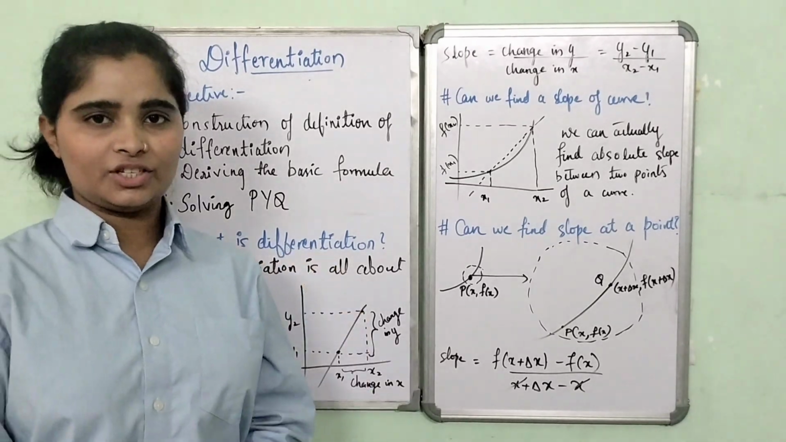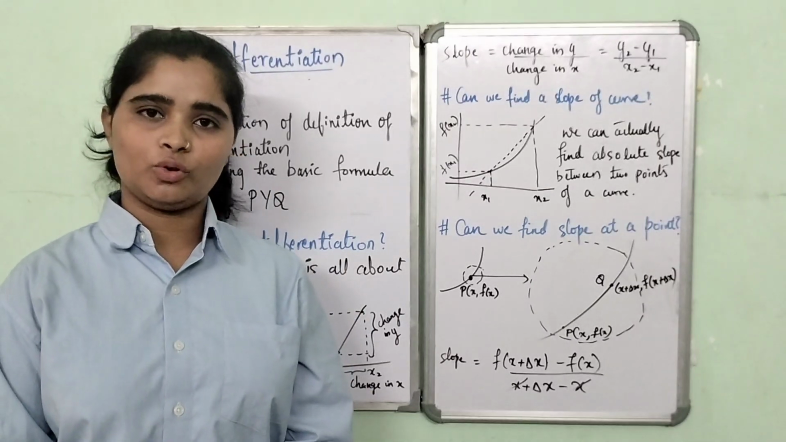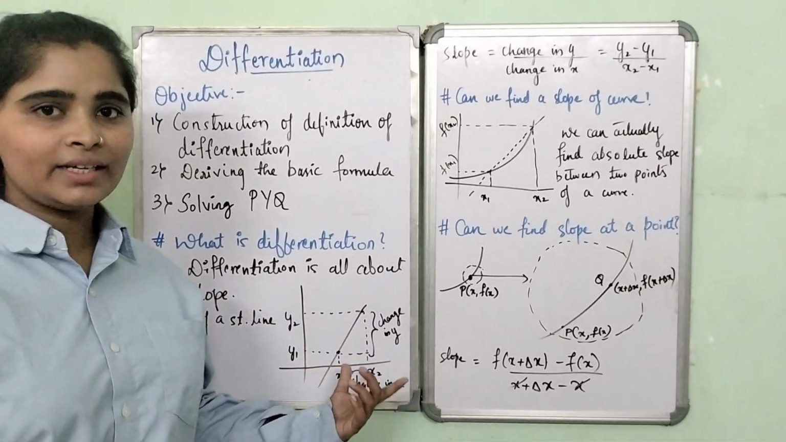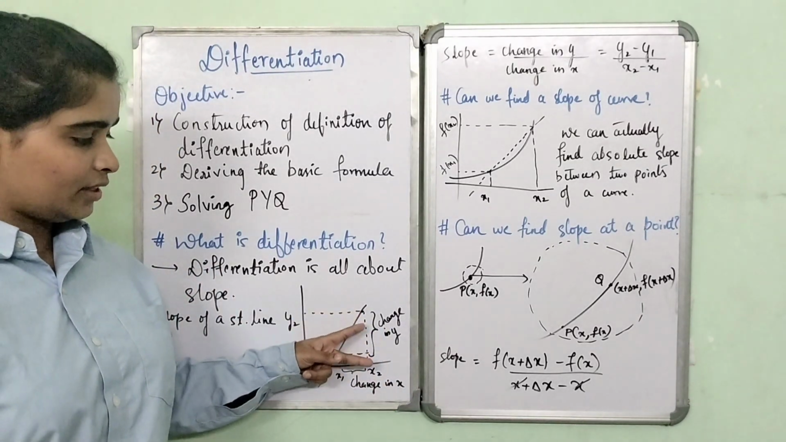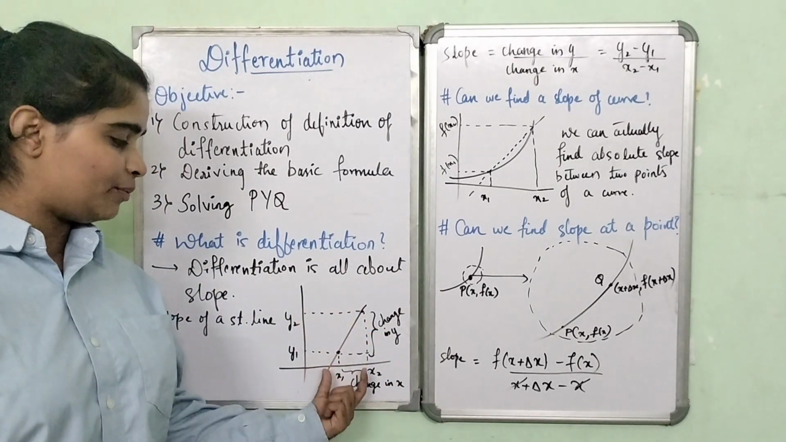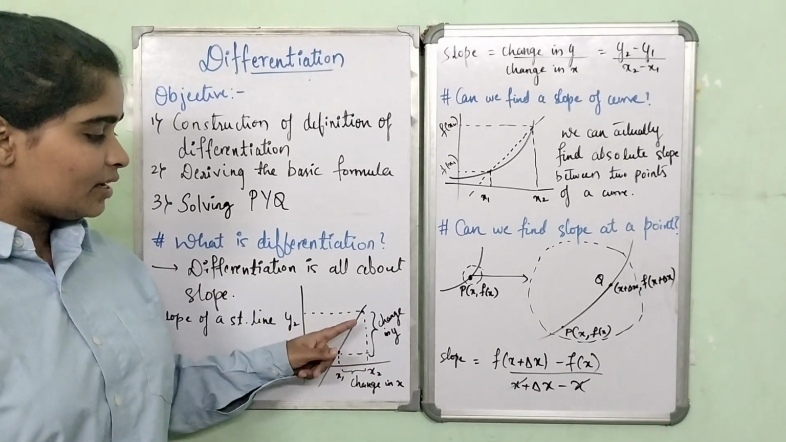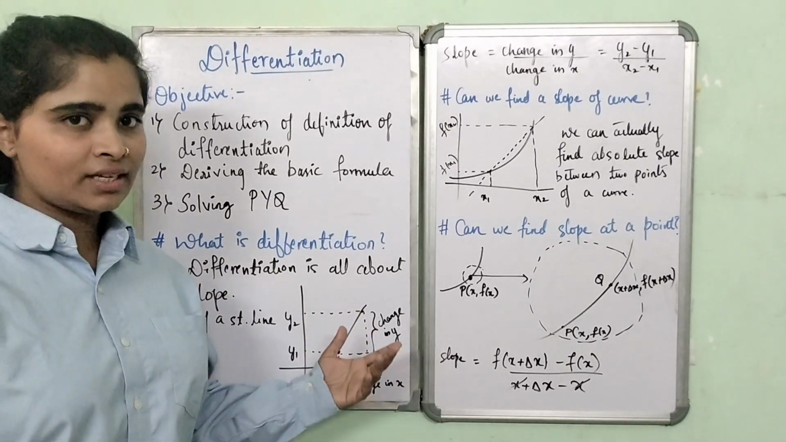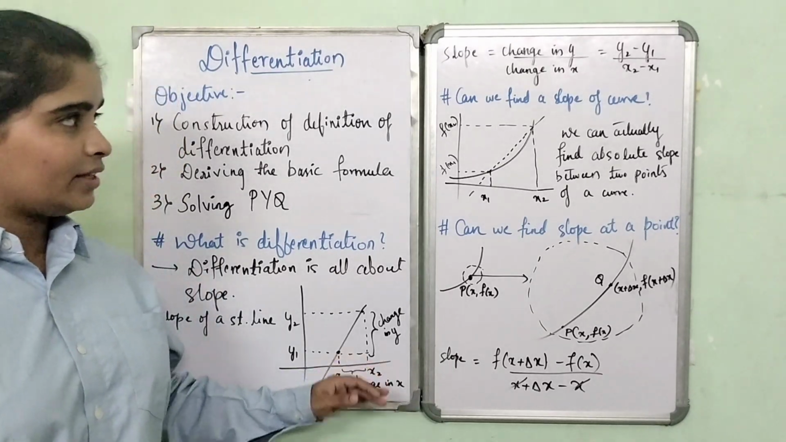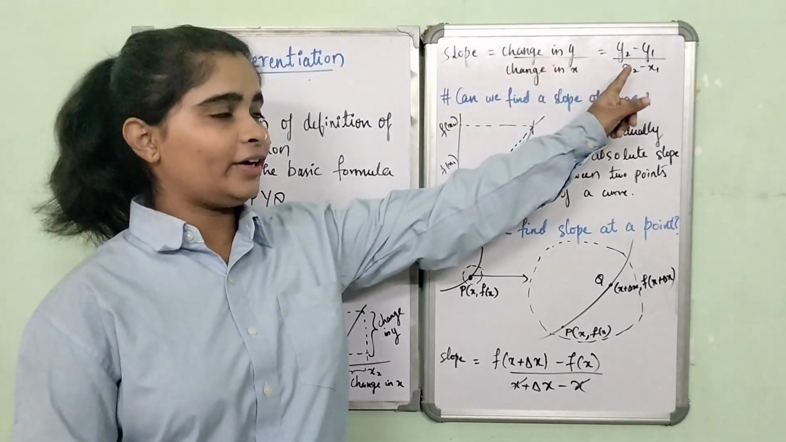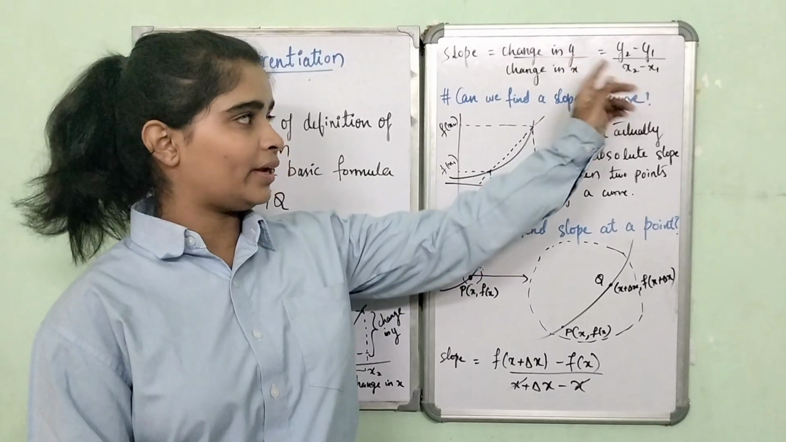So, what is differentiation? Differentiation is all about slope. The slope of a straight line is very well known to us. So, what is the slope of a straight line? It is nothing but change in y divided by change in x. That is, if y1 and y2 are coordinates on the y-axis and x1 and x2 are coordinates on the x-axis, then slope is defined as y2 minus y1 divided by x2 minus x1.